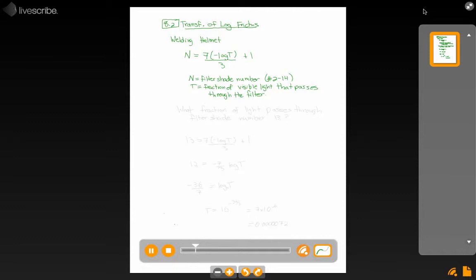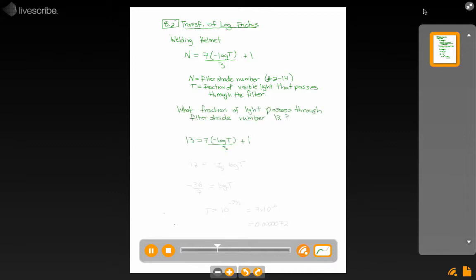But we're given the equation that says n equals 7 times negative log of t divided by 3, plus 1. N is the filter shade number, a number that goes from 2 to 14, and t is the fraction of visible light that passes through the filter. So you've got weaker and stronger filters depending on what kind of welding you're doing. What we're asked is what fraction of light passes through filter shade number 13.